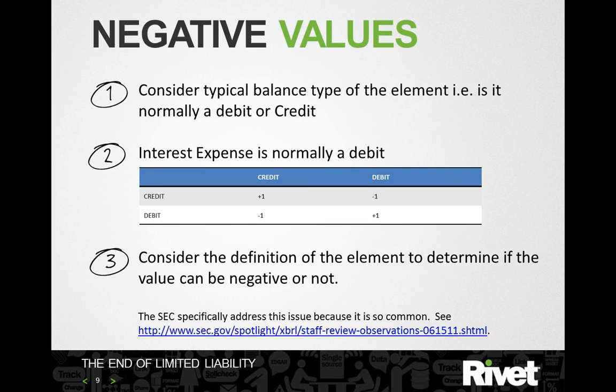So if you have a reason that you think an item should be negative, you may want to look in the rest of the taxonomy and make sure there's not an element that specifically represents what you think is a negative item.